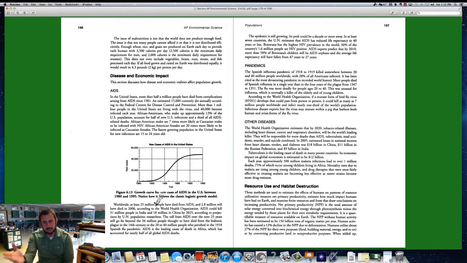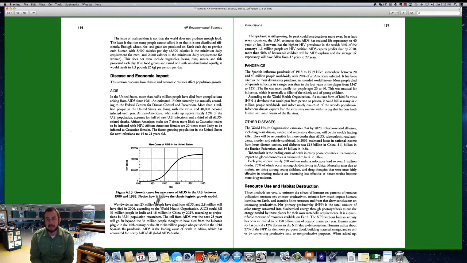Other diseases: tobacco-related illnesses, including heart disease, cancer, and respiratory disorders, are all relatively preventable. As far as tobacco, if you don't smoke tobacco, you're least likely to get those kinds of things. Tuberculosis is the leading cause of death in many poorer countries as well, and its economic cost is supposed to be about $12 billion. And each year, about 500 million people die from malaria infections, over 1 million deaths, 75% of which are among children in Africa. It's kind of sad to see there, too.